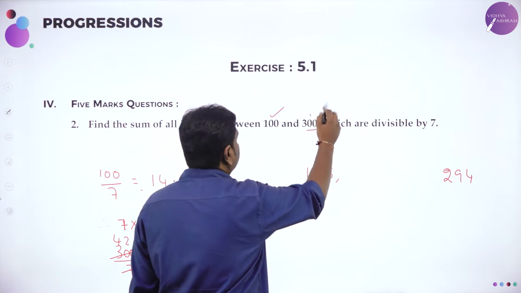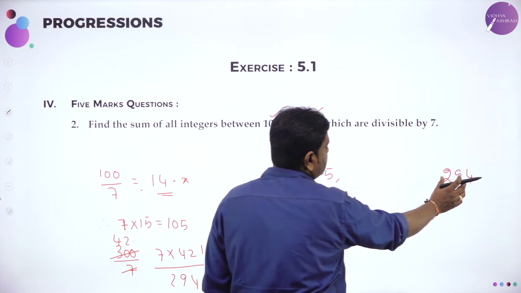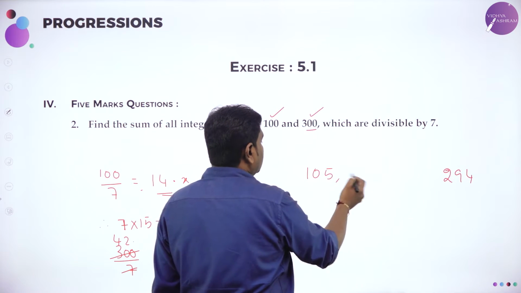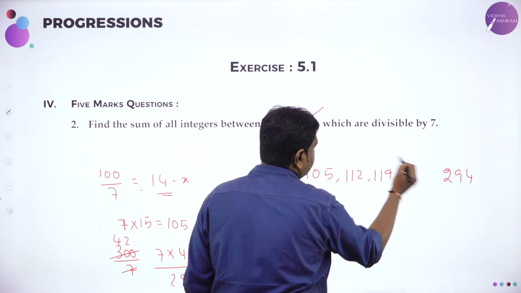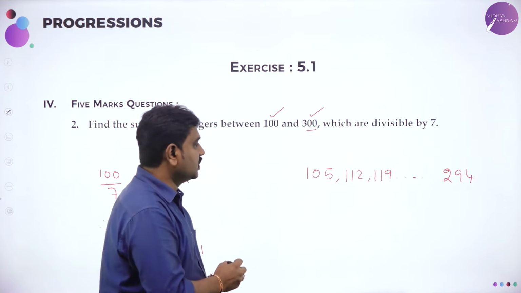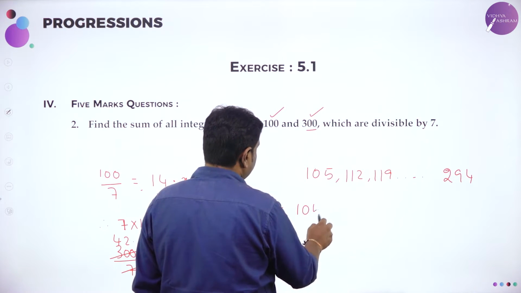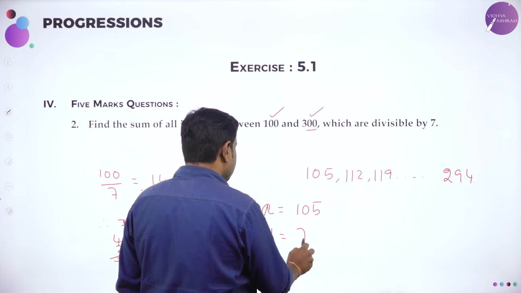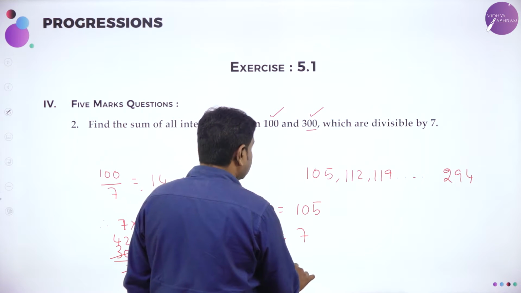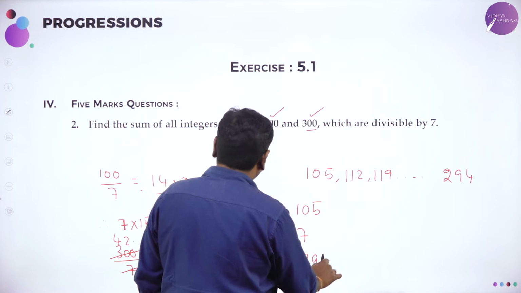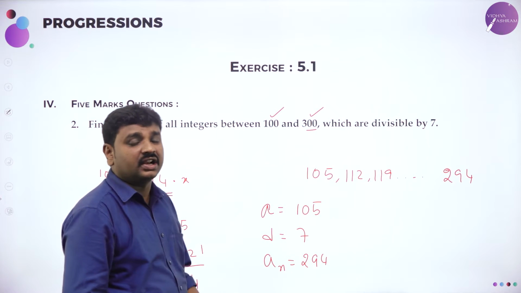Between 100 and 300, the first number divisible by 7 is 105, and the last number is 294. Add 7: 112, then 119, and so on. These are the numbers. Now you have a, the first term, 105. Common difference: divisible by 7 means the common difference is 7. And the last term, the nth term, is 294. They want you to find the sum, so you should find n, the number of terms.